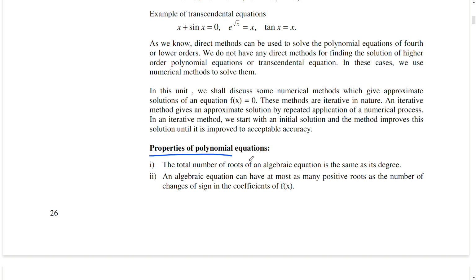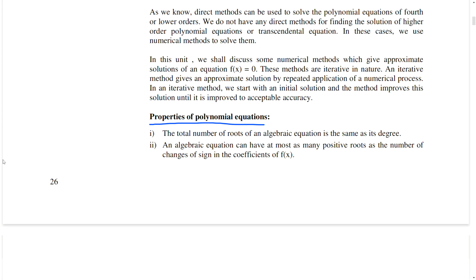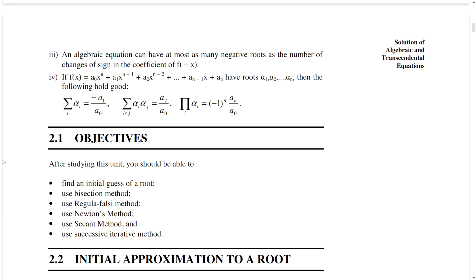Properties of polynomial equations. 1. The total number of roots of an algebraic equation is the same as its degree. 2. An algebraic equation can have at most as many positive roots as the number of changes of sign in the coefficients of f(x). 3. An algebraic equation can have at most as many negative roots as the number of changes of sign in the coefficients of f(minus x).